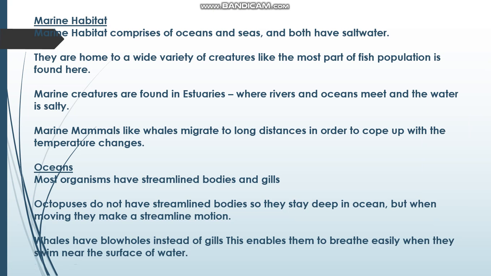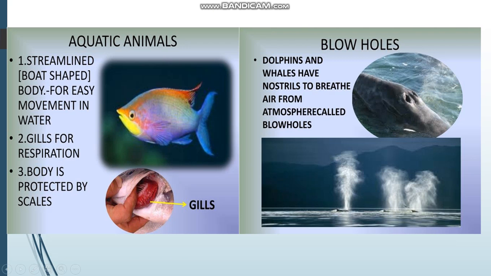Marine mammals like whales migrate long distances in order to cope with temperature changes. Next is oceans. Most organisms have streamlined bodies and gills. If you take an example, the octopus does not have a streamlined body so that it can stay deep in the ocean, but when moving it makes a streamlined motion. Whales have blowholes instead of gills. These enable them to breathe easily when they swim near the surface of the water. So we can see the adaptations.